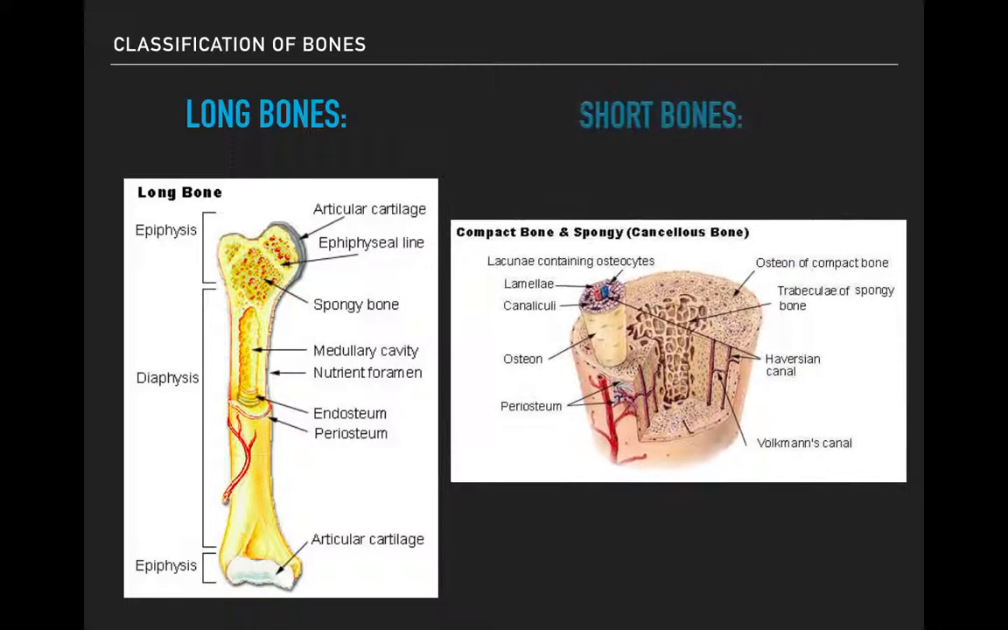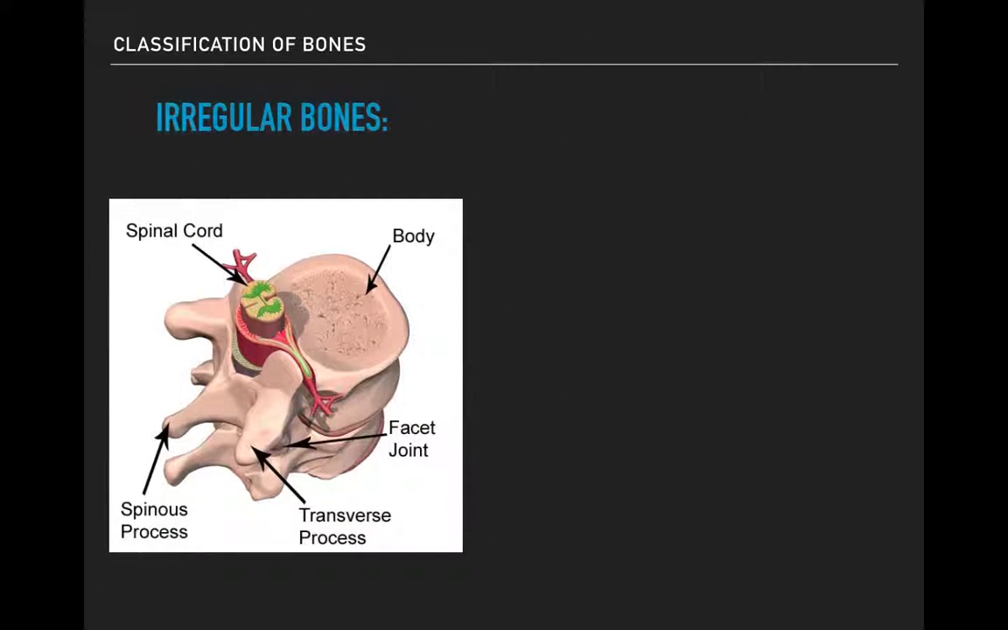Short bones are small cube-shaped bones that are made of spongy bone in the centre and a layer of compact bone on the outside. Short bones include the tarsals and carpals. Irregular bones are complex shapes that consist of spongy bones encased in a layer of compact bone, the same as short bones. Irregular bones are the vertebral column and mandible, known as the jawbone.